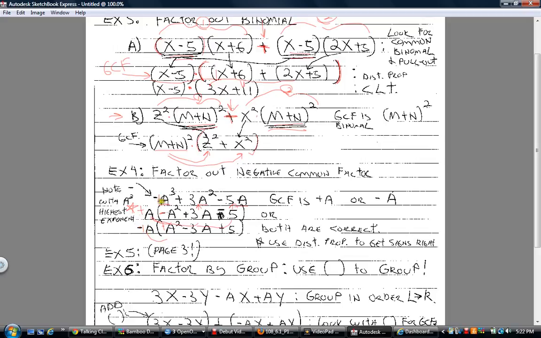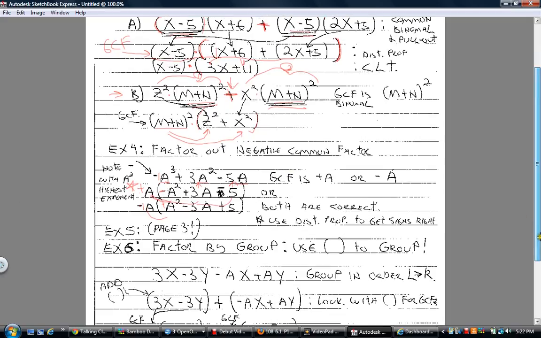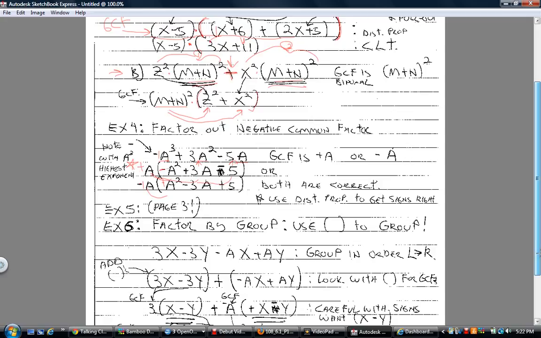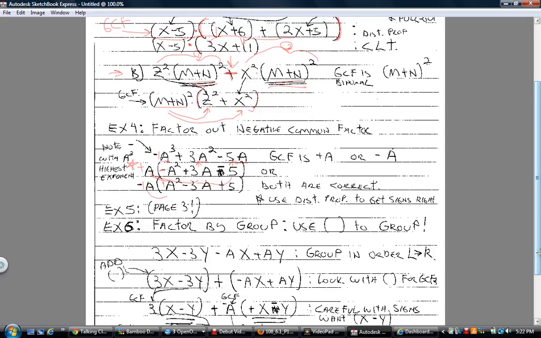Usually you want to pull out an a, but once in a while you might want to pull out a negative. I think you'll see that here down the road in a couple pages. Okay, page 5 I decided to do on page 3, and so I skipped down here to example 6, and now we get to do factoring by grouping. Okay, so here we go.